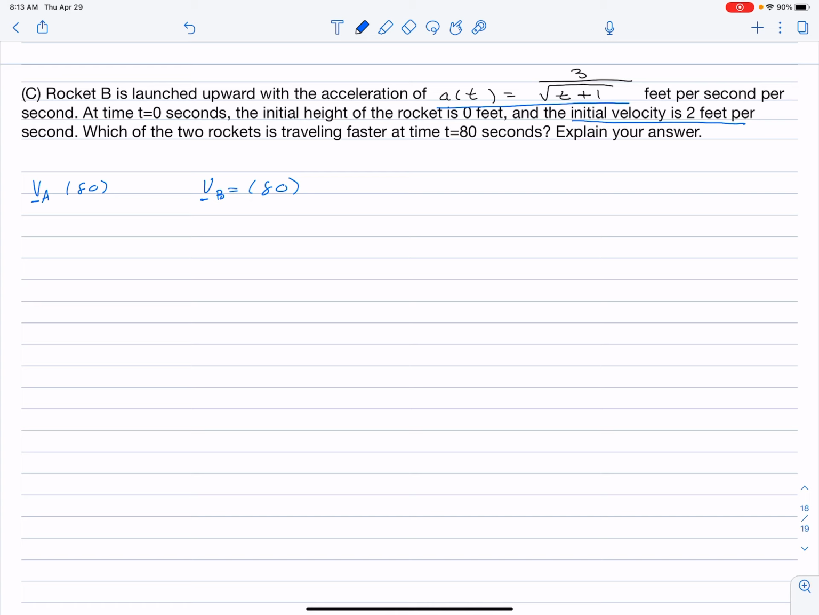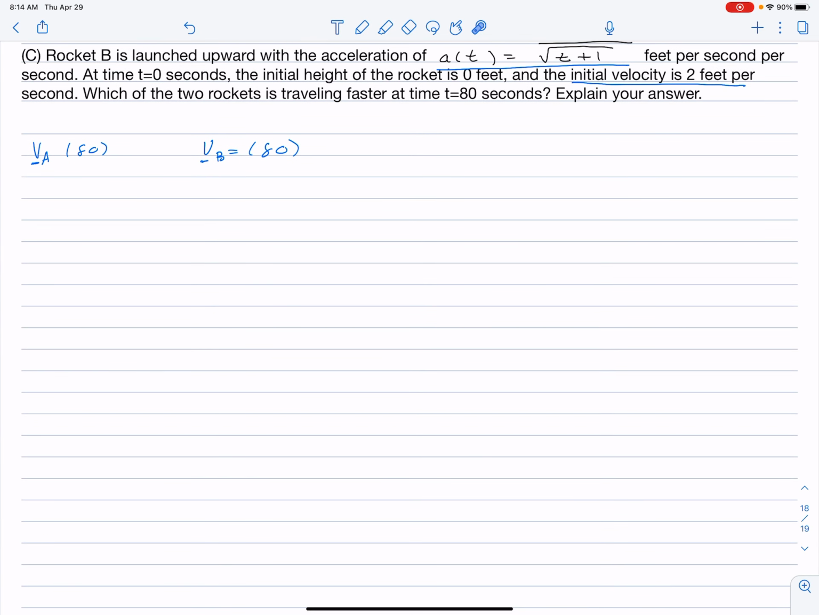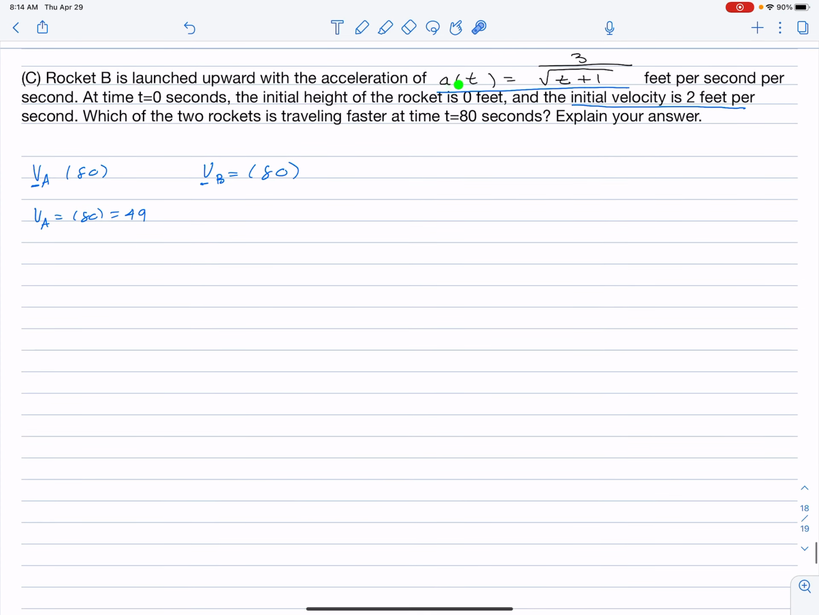So velocity A is easy peasy. The velocity at 80 for rocket A is 49. We know that. So I'm going to just put a note to myself so I don't forget. So velocity of A, that's easy. That was just given to us in the table. But what about velocity B? Well, I think you guys would agree, if this is the acceleration, we should be able to go and figure out what the velocity is.